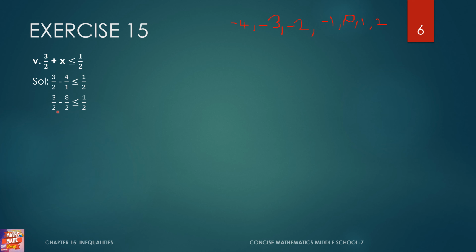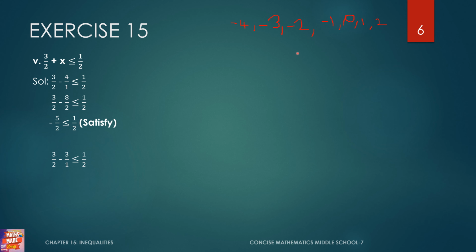Since the denominators are equal, you can just apply 3 minus 8. One is positive, the other is negative. Just put the bigger number sign, that is minus sign, and subtract. It will be minus 5 by 2 is less than or equal to 1 by 2. Yes, it is less. Minus 5 by 2 is less than 1 by 2.